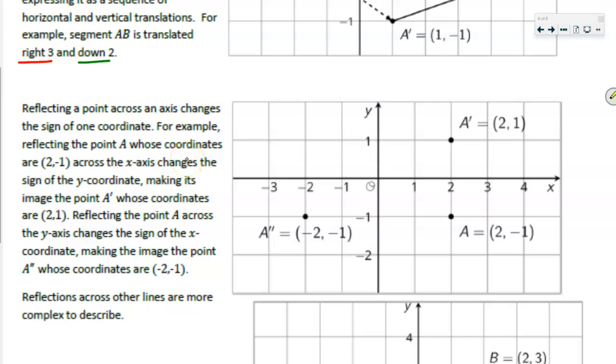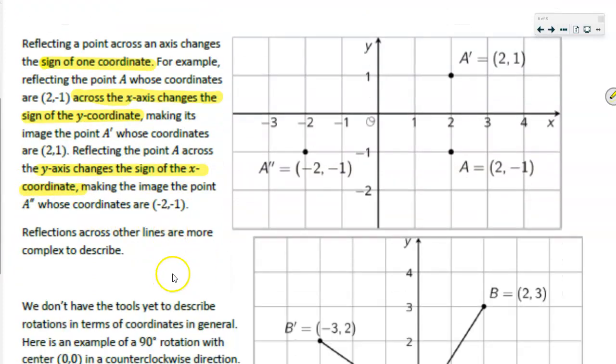The one that we made the most sense of today is reflecting a point across an axis changes the sign of one coordinate. For example, reflecting point A, whose coordinates are (2, -1), across the x-axis changes the sign of the y-coordinate. Reflecting point A across the y-axis changes the sign of the x-coordinate, making them go to their opposites.